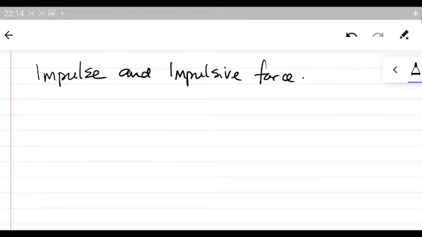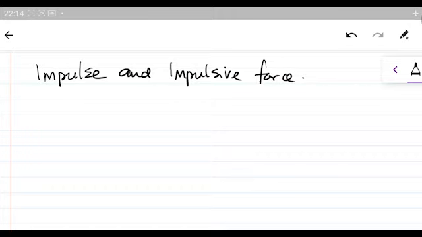Impulse and impulsive force. That is our main topic for today. Before we continue with a working example, I just want to simplify impulse and impulsive force. Now, impulse is by definition very simple. It's the product of impulsive force and time of impact.